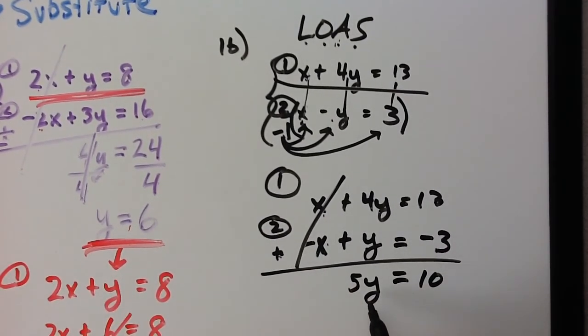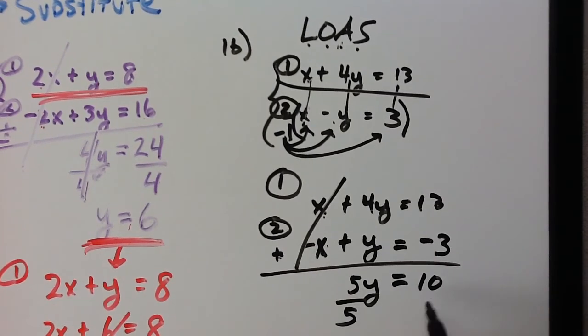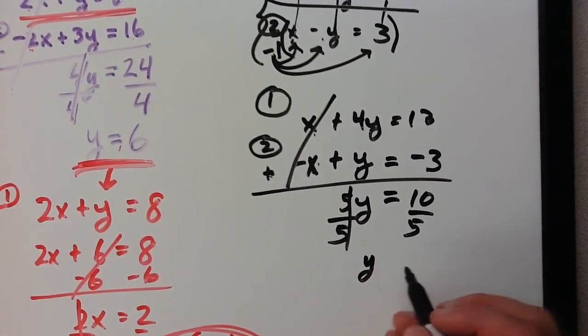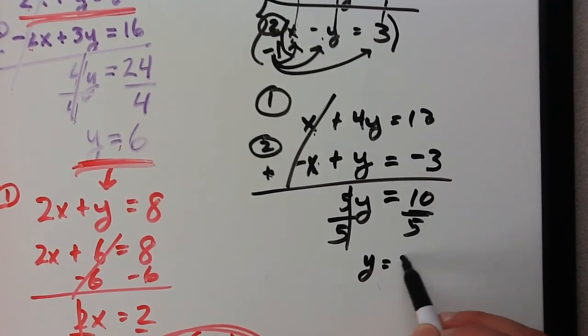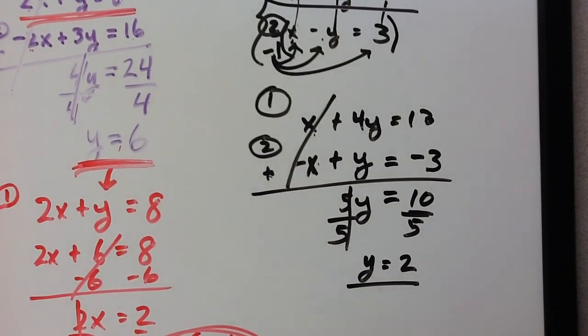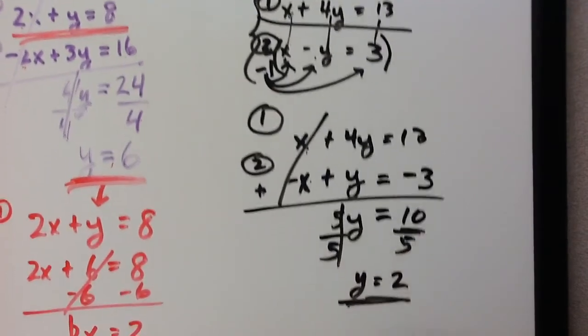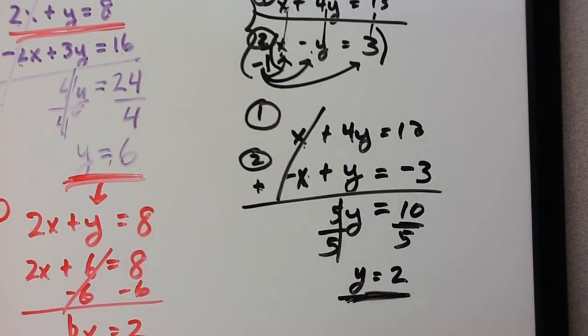5y equals 10, so what is y? Well, divide by 5, divide by 5, those 5s simplify, and so y equals 10 divided by 5, which is 2. So now I know that y is 2. So if I know y is 2, how am I going to get x? Well, I sub in, right? This would be the last step. Sub in this value for y into one of the equations. Does it matter which one? Nope, it does not. I could sub it into equation 1 or equation 2.